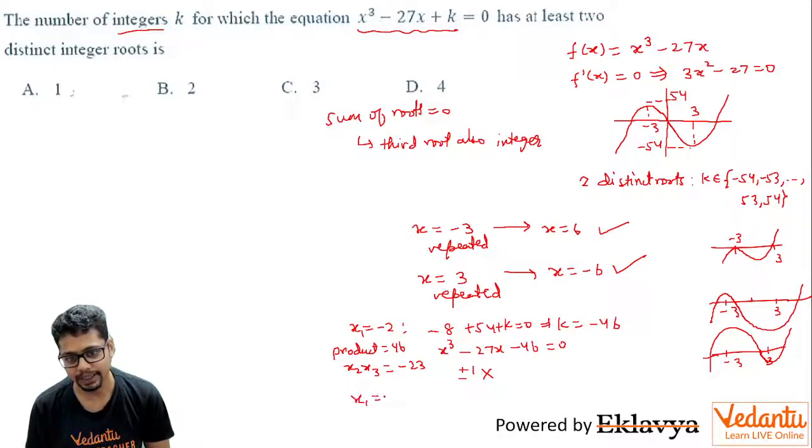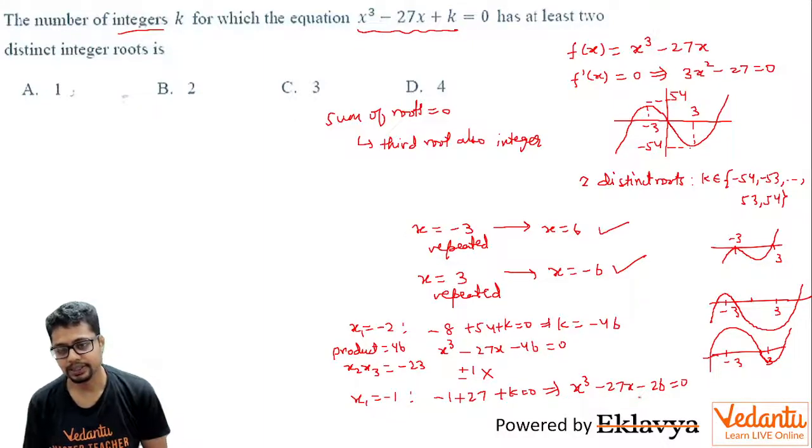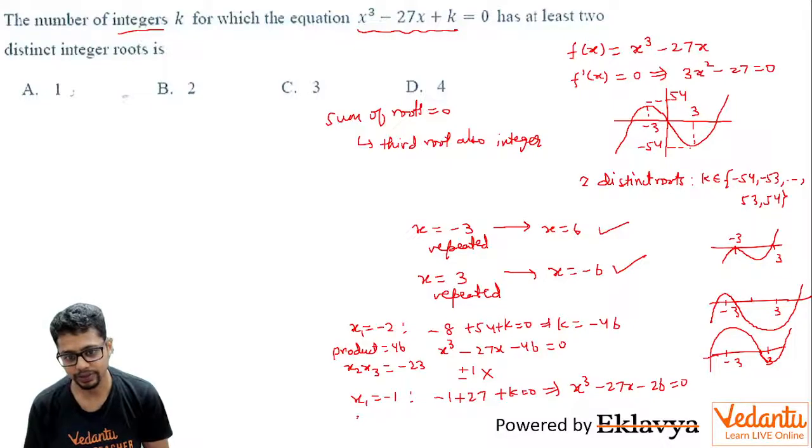And what about minus 1 being an integral root? So you get minus 1 plus 27 plus k equal to 0. So essentially the equation would be x cube minus 27x minus 26 equal to 0. So again, the product of roots is 26. So the product of the other two roots, since one of the roots is minus 1, would be minus 26.